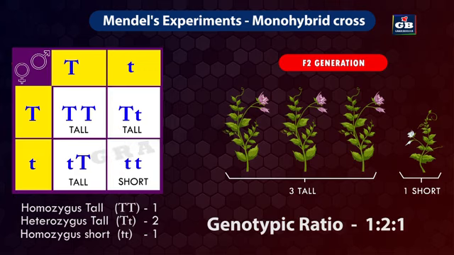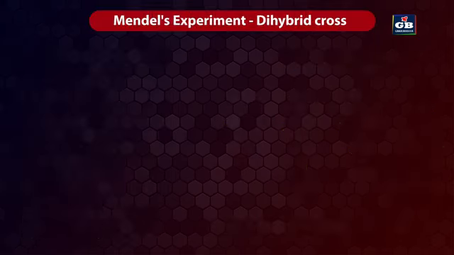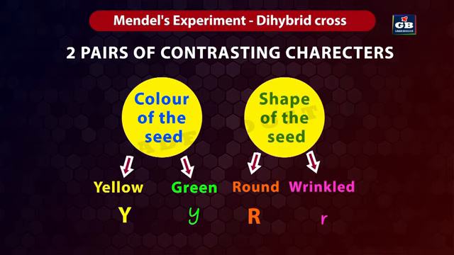Next we got 2 capital T and small t's. These are heterozygous tall, means they have one dominant and one recessive allele, one capital T, one small t. Next we have 1 small t. This is homozygous short. Here both the alleles are short. So this is a pure breed of short pea plant. So the genotypic ratio of F2 generation is 1:2:1.